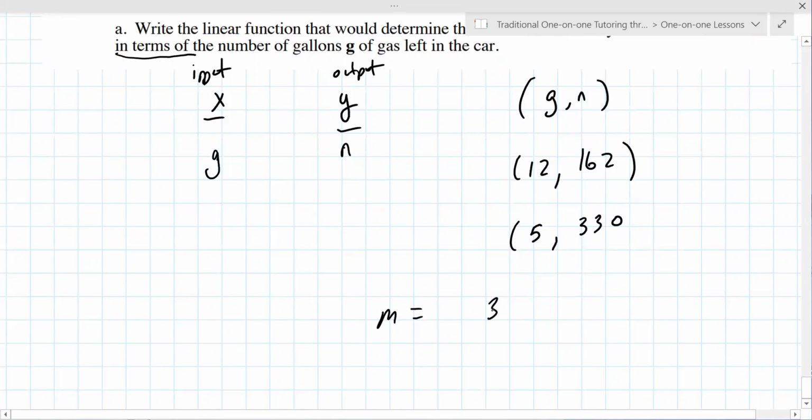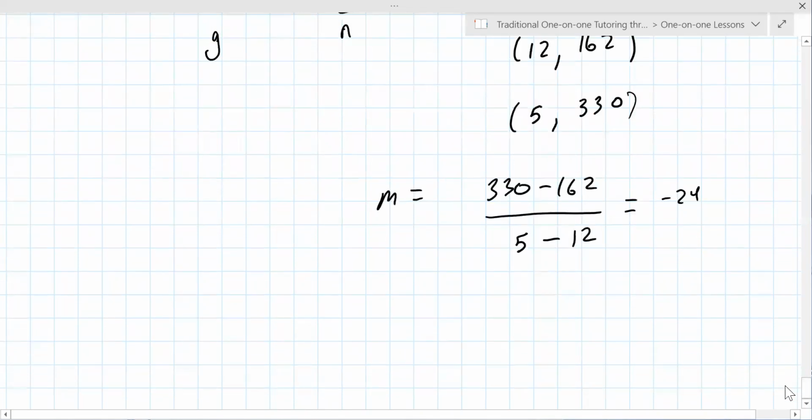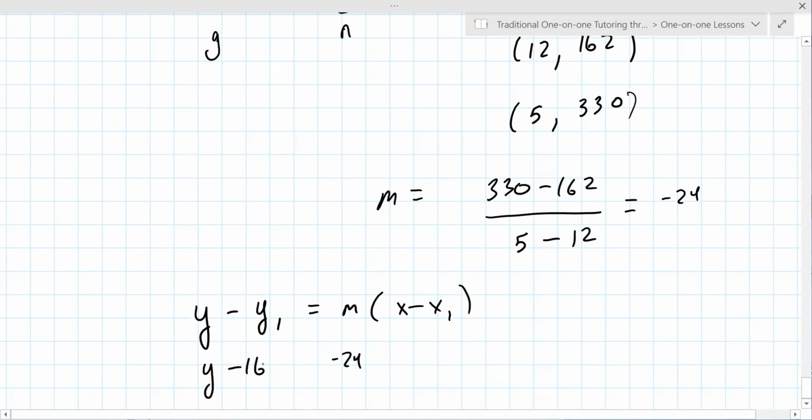Okay, so we need to find the slope. Slope is 330 minus 162 over 5 minus 12. Well, it's y2 minus y1 over x2 minus x1. It's 168 divided by -7. You get -24. Now there are a lot of equations you can write. I would actually write it like this and then substitute the variables they're using, because we're used to x and y. So minus 24, and I'm going to use this top point: y minus 162 equals minus 24 times (x minus 12).